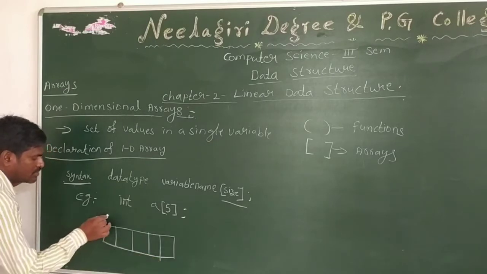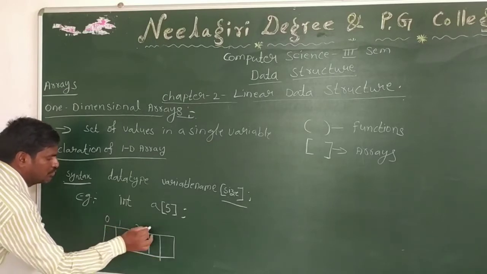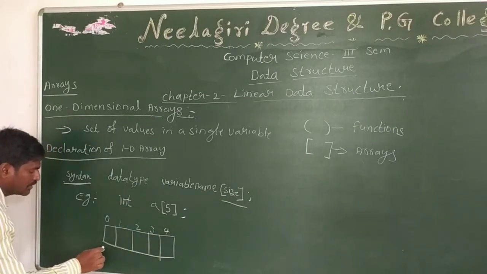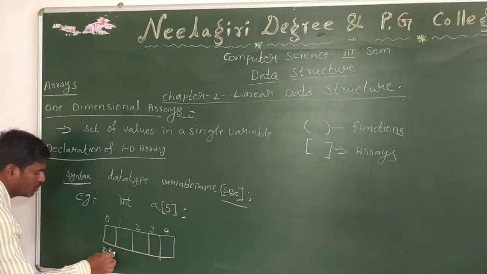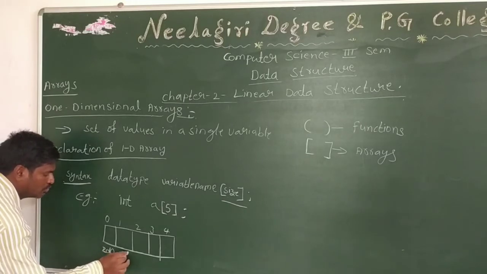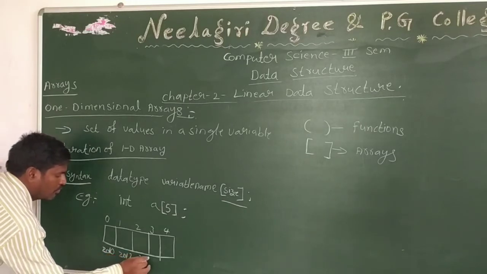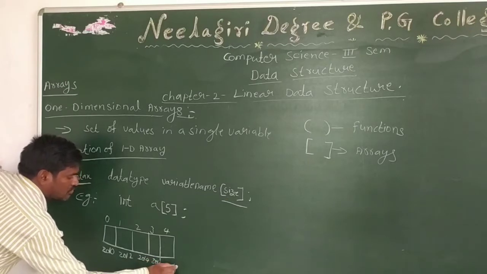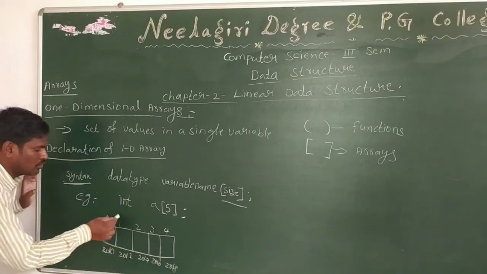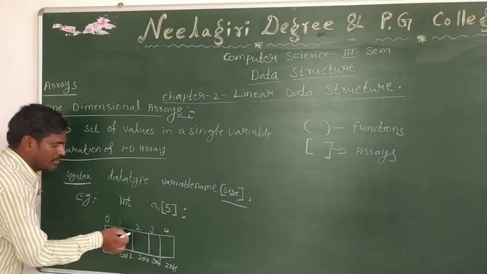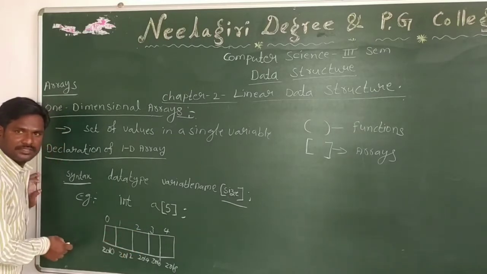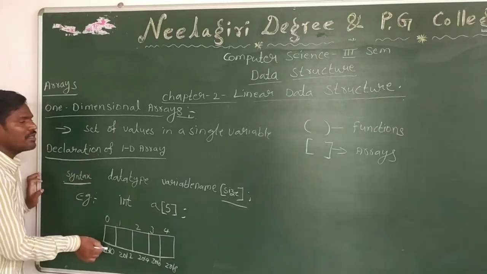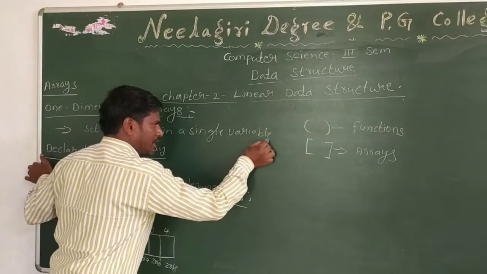So this block is 0, 1, 2, 3, 4. There is also one memory location. For example, here 2010, automatically 2012, 2014, 2016, 2018. This is totally internal, totally in the RAM system. The processor will divide this, the computer will compile the logic. So this is the declaration of the one-dimensional array.